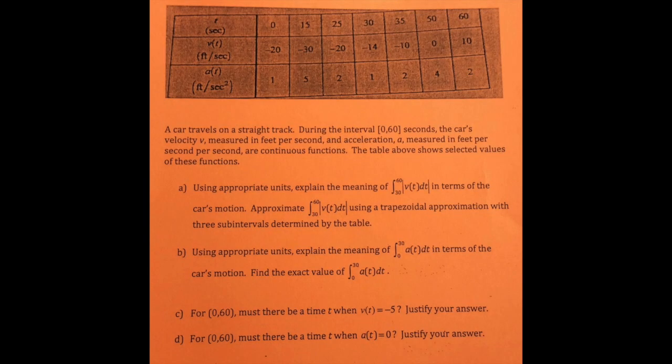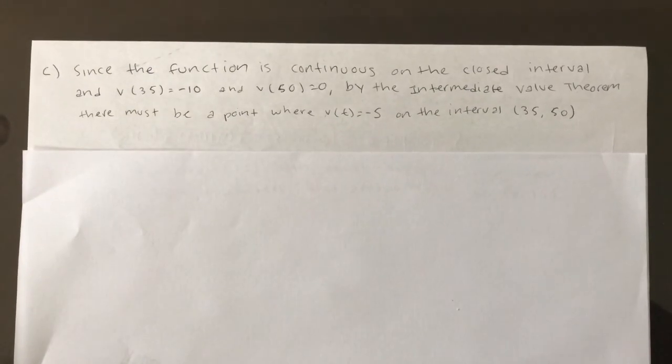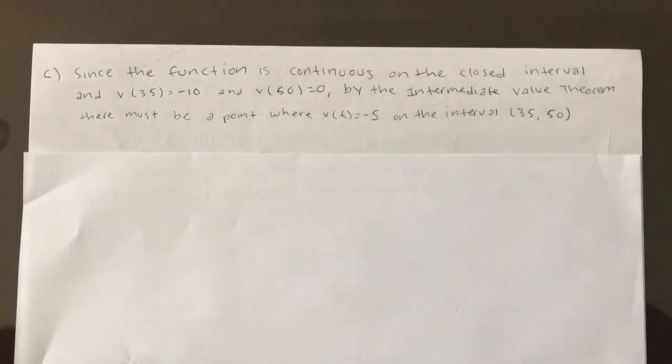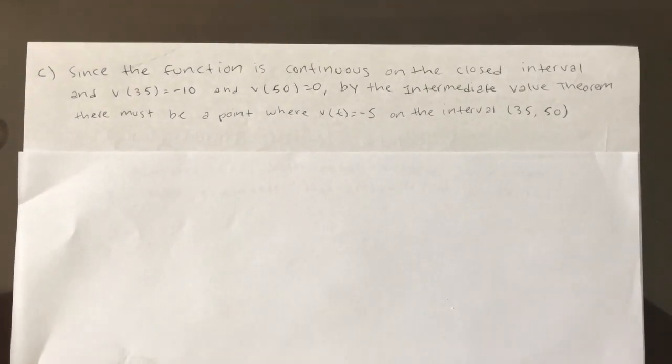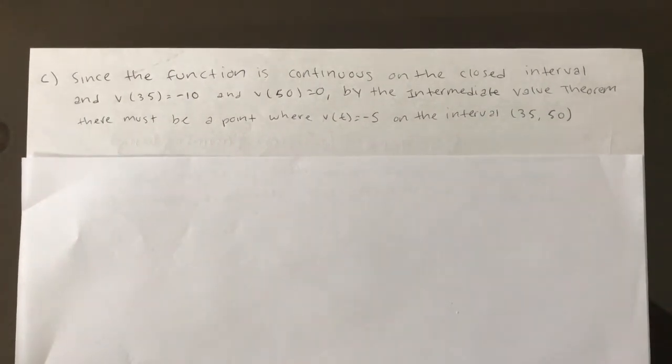C. For 0 to 60, must there be a time t when v of t equals -5? Justify your answer. Since the function is continuous on the closed interval and v of 35 equals -10 and v of 50 equals 0, by the intermediate value theorem, there must be a point where v of t equals -5 on the interval 35 to 50.